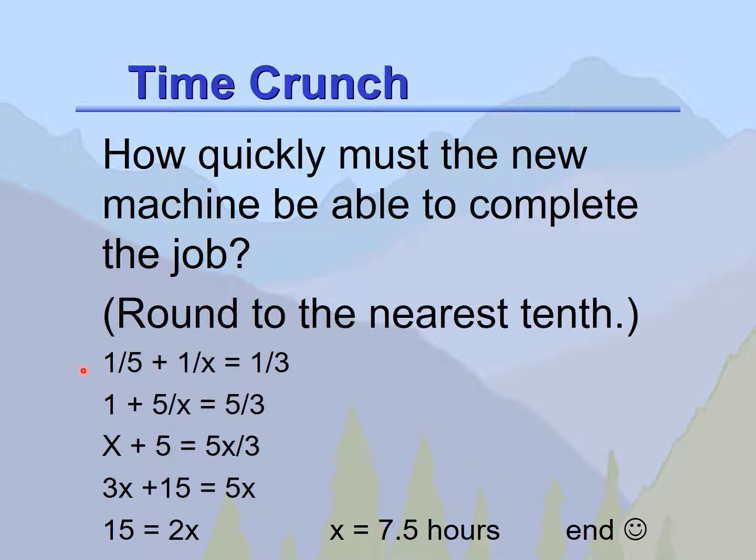So we will begin with killing our fraction by multiplying everything by 5. So 1/5 times 5 is 1. 1 over x times 5 is 5 over x. And 1 over 3 times 5 is 5 over 3. Killing our next denominator, we're going to multiply everything by x. So 1 times x is x. 5 over x times x is 5. And then 5 over 3 times x is 5x over 3.